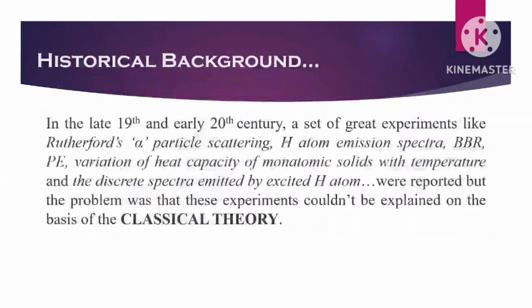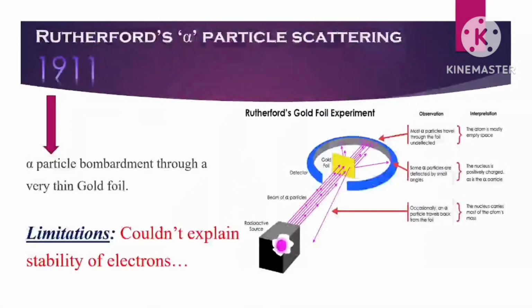In the late 19th and early 20th century, more precisely from 1860 to around 1930, a number of beautiful experiments were observed, but scientists were unable to explain the science behind those phenomena. The first one is Rutherford's alpha particle scattering. In this experiment, he bombarded a very thin gold foil with alpha particles.